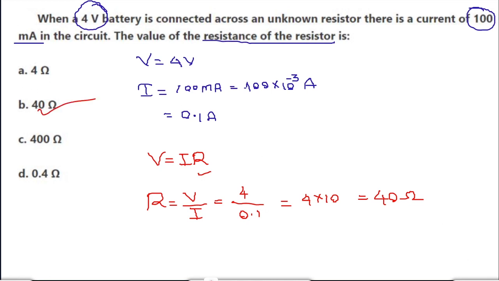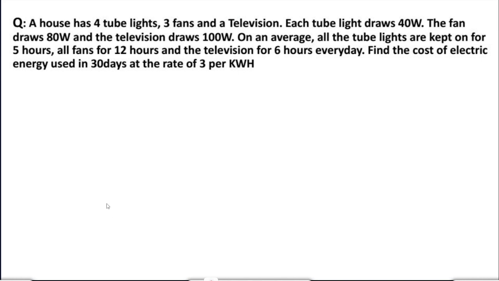Got it? And the next question is a very good question. You need to analyze each and every point, and note each and every value in this question. So first, let's read the question. A house has 4 tube lights, 3 fans, and then 1 television.